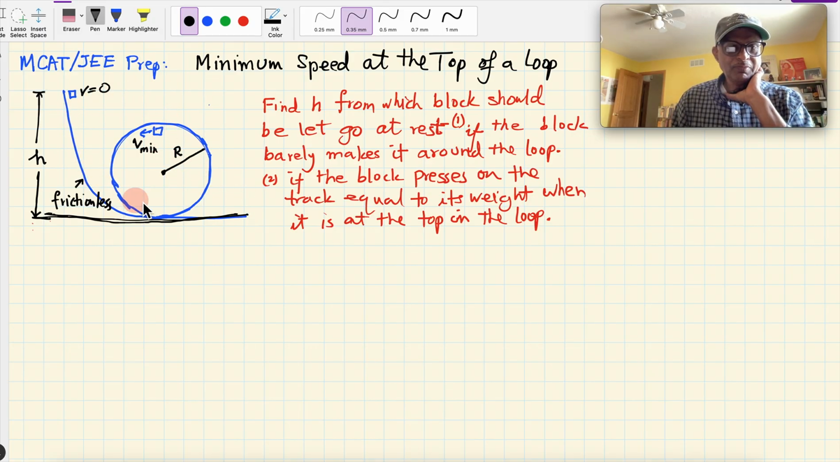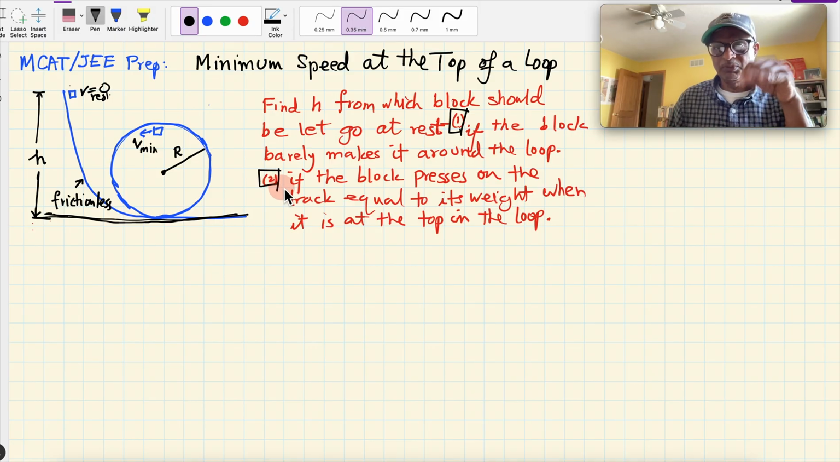So we are supposed to find, if let go at rest here, this block, as it goes around, it makes it all the way around. Of course, if the height is not too high, it might just fall off here, but it just makes it around. And there are two conditions, condition 1 and condition 2, that we're supposed to examine. In condition 1 it just barely makes it. That means v min is 0.